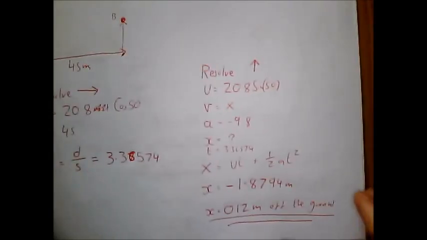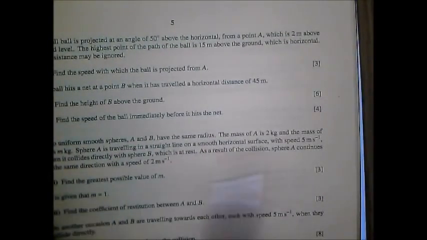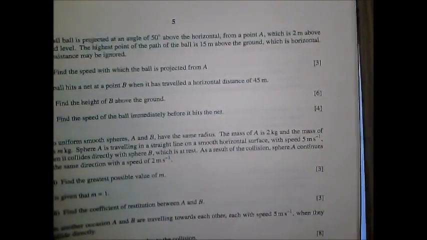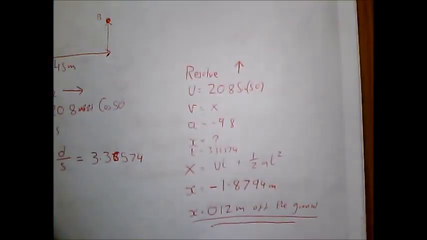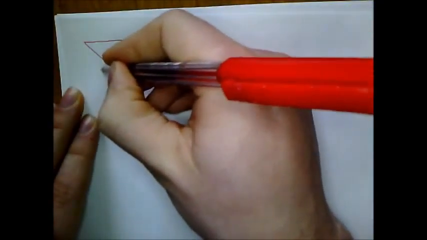Okay, finally for part 3, we're being asked to find the speed of the ball immediately before it hits the net. With this one, we're going to have something that looks like this. It's travelling downwards and across, so we want to know this value. Does it want the angle as well? It doesn't want the angle. So literally we just want the hypotenuse of this triangle.